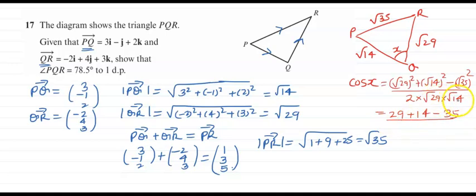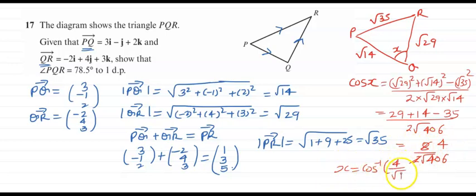Okay, so this should be 29 plus 14 minus 35. If you multiply 29 times 14, and times 2, it should be 2 root 406. So that should be 8 over 2 root 406, and that can be simplified to 4 over root 406. So X will be cos inverse of 4 over root 406, which will be 78.54 degree. That will be your answer.